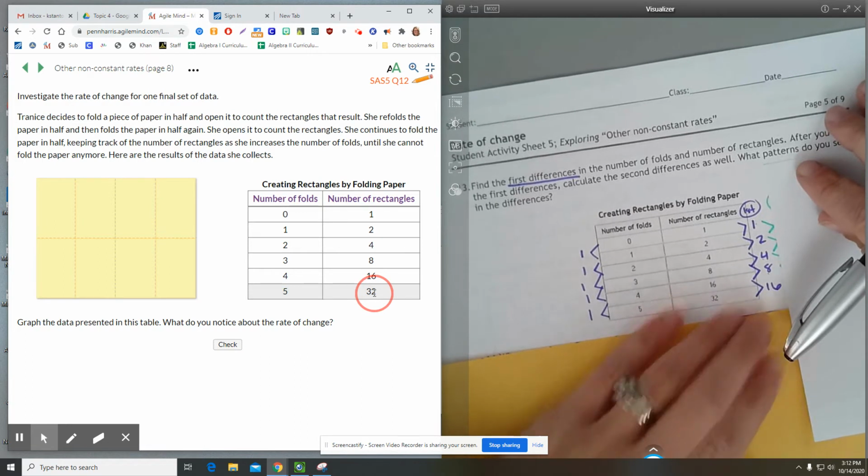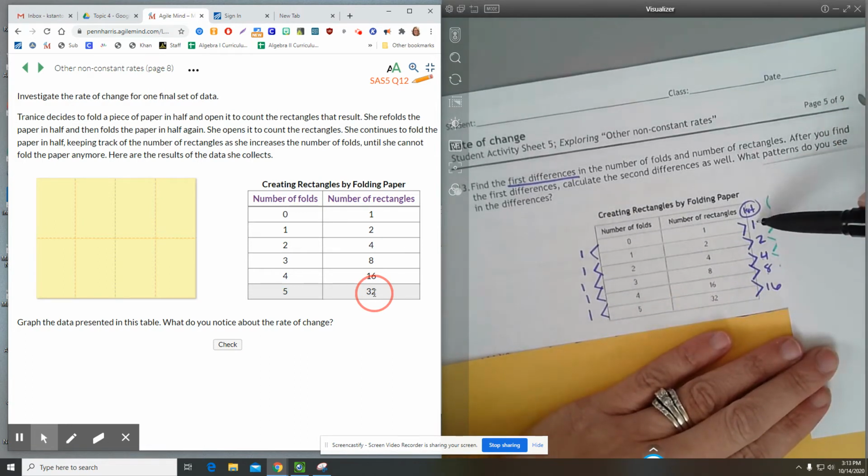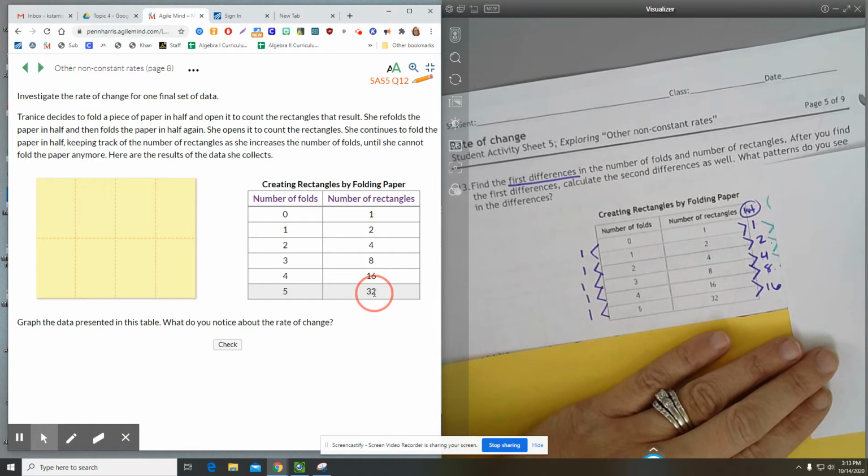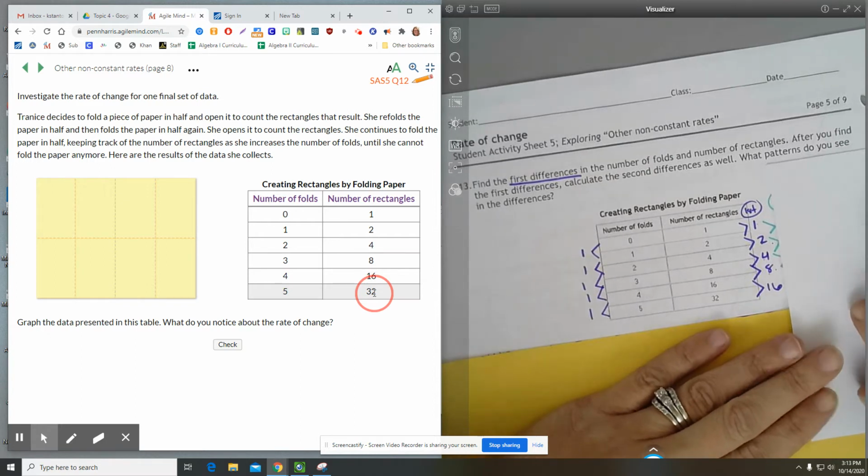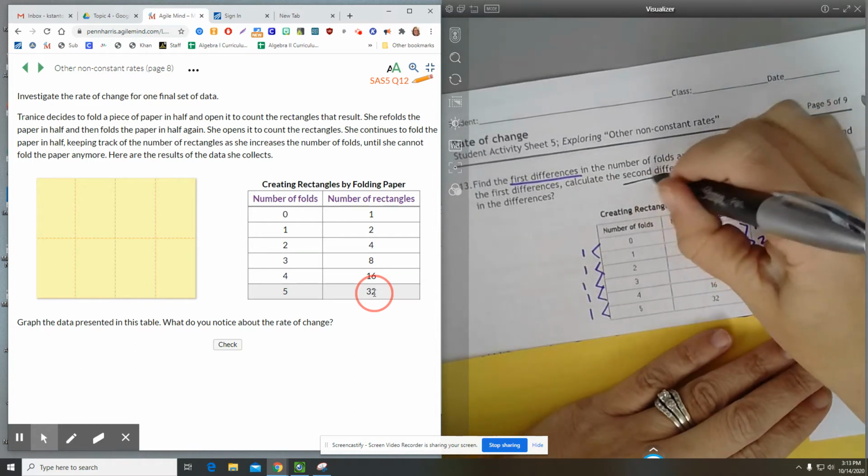Now let's find the first differences of the number of rectangles. From 1 to 2, it's 1. From 2 to 4, it's 2. From 4 to 8, it's 4. From 8 to 16, it's 8. And from 16 to 32, it's 16. What do we notice about that? Not constant.